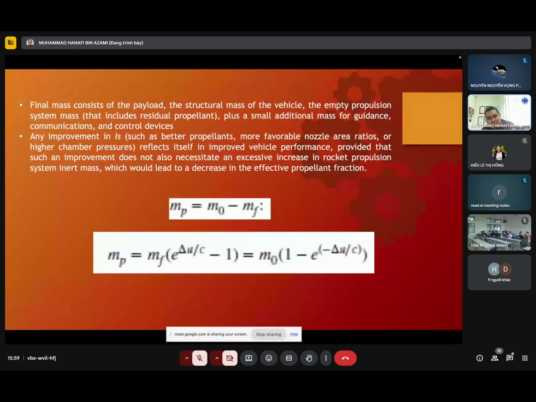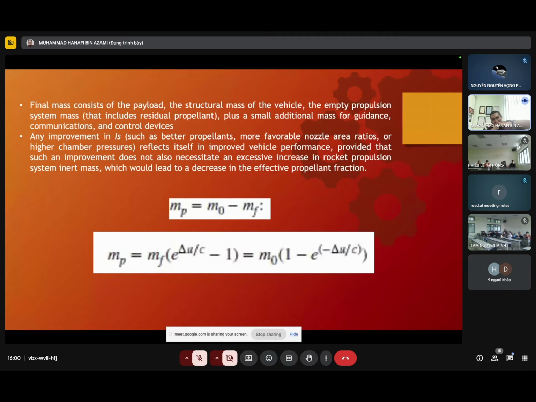Better, higher heating value, maybe lower ignition temperature, freezing point, smoke point, and so on, all contribute to better propellants. Next, a more favorable nozzle area ratio. Looking at the gas dynamics that you learn in nozzle theory, when you have a compressible flow, what you want is a large exit to throat area ratio. The exit area AE over AT should be much larger. So this is what you want.